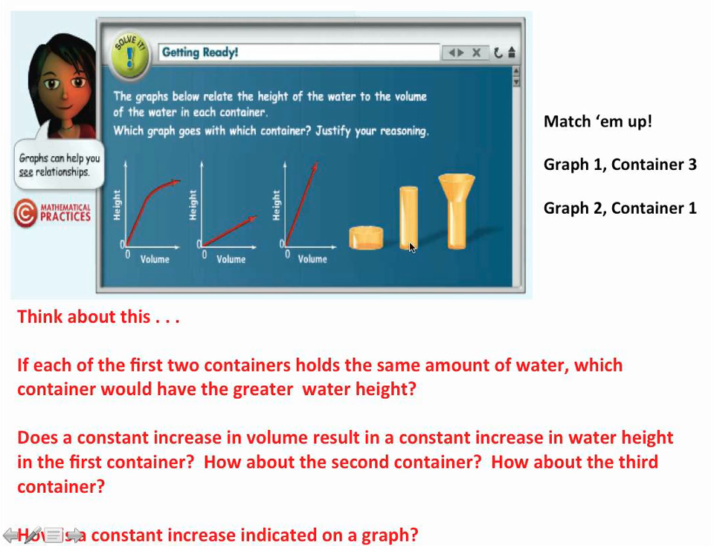Graph number 2 goes with container number 1, because as you pour more water in, the volume is increasing and the height is increasing, but since it's so wide, it won't go up as fast. And then graph number 3 goes with container number 2. Imagine pouring the water in there and it's filling up fast. It's going up fast. That's what it shows you in graph number 3. So notice these two have a constant rate of change. They represent these two cylinders.